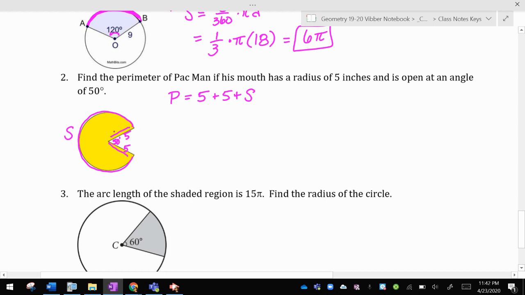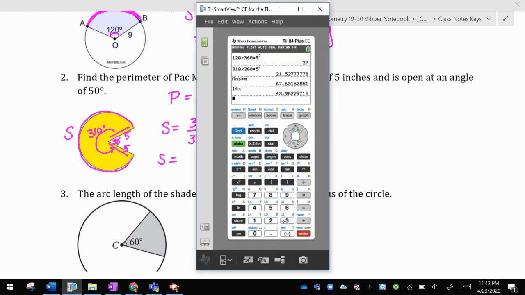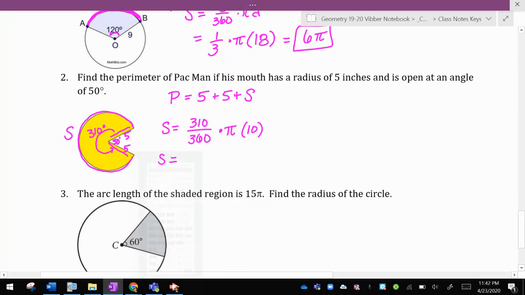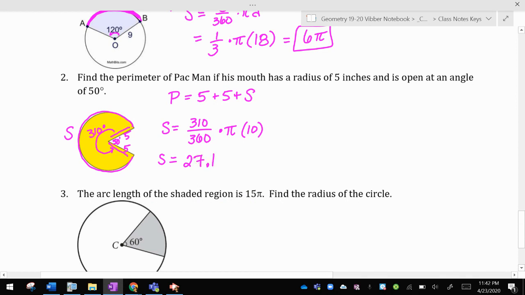If his mouth is open at 50 degrees, that means this is 310 back here, so S is 310 360ths of pi d. Now, S is not going to be a pretty number, so I'm going to get it as a decimal. So I need 310 360ths times pi times 10. And that is 27.05, so I'm going to call it 27.1. So then my perimeter is 5 plus 5 plus 27.1, which is 37.1.